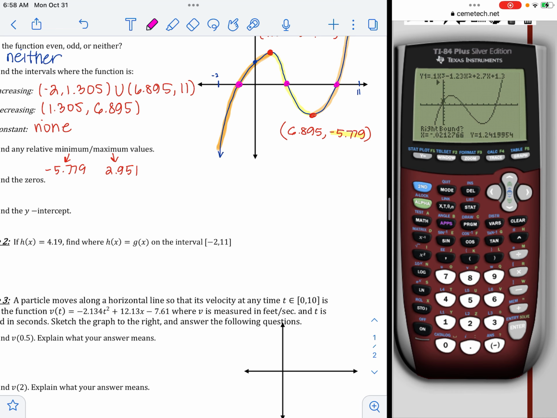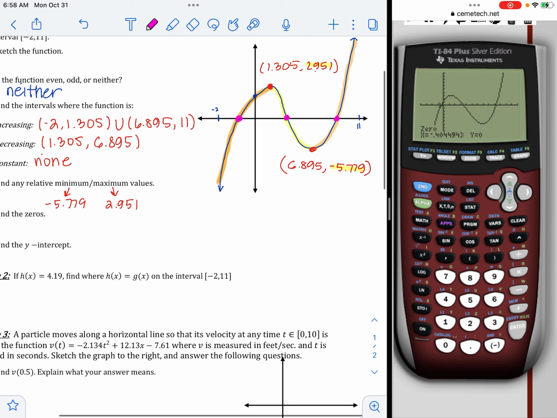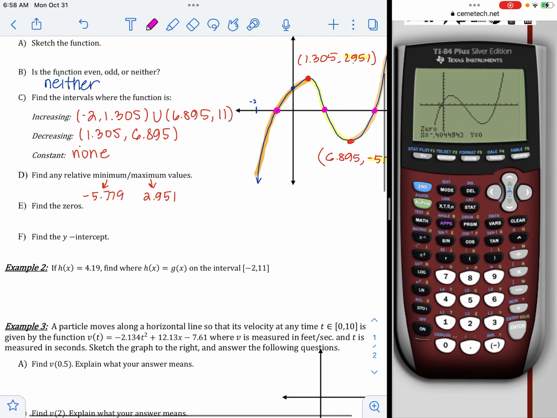Now I'm going to go to the right of that 0. I'm to the right of it, hit enter. Guess? Yes. And it tells me that this 0 is at -0.4044493, 0. So remember, zeros are written as x values, so we're going to write the x value rounded to 3 decimal places, -0.404.